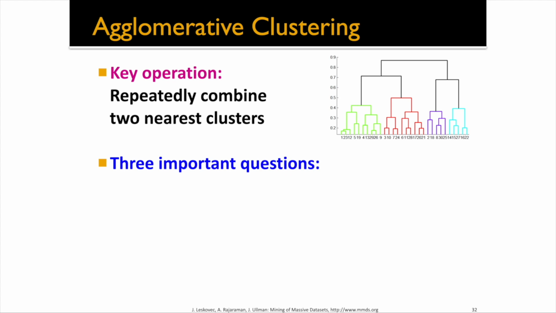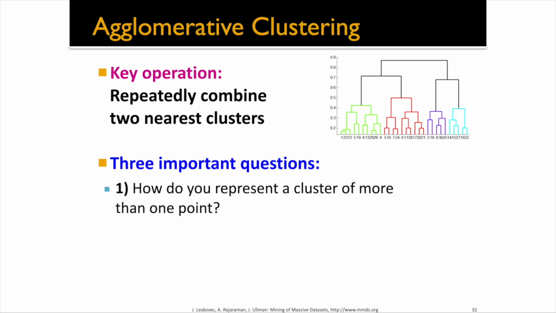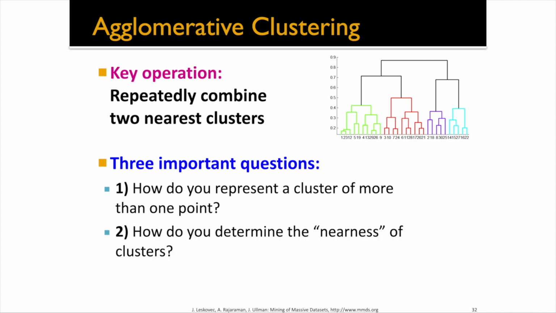To do this, we have three questions that we need to answer. First is, how do we represent a cluster if it has more than one point? A cluster of only one point is just one point, right? So you can treat that cluster and that point interchangeably. But once we start adding points to a particular cluster, then how do we represent perhaps the center of that cluster? Question 2, how do we determine the nearness of two clusters?